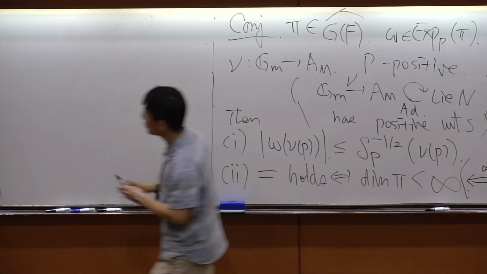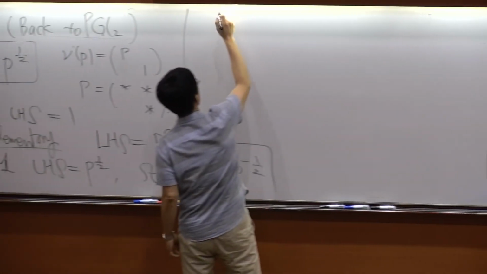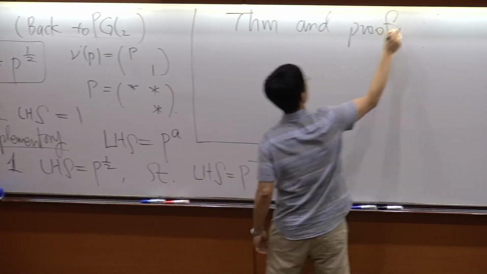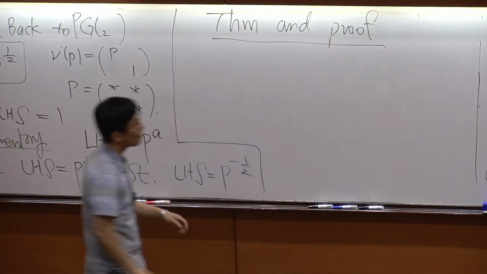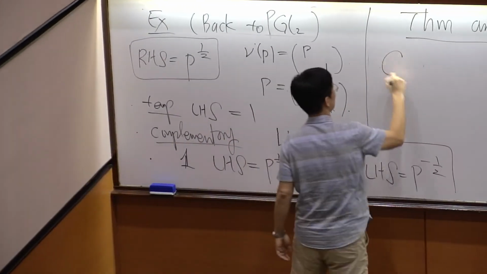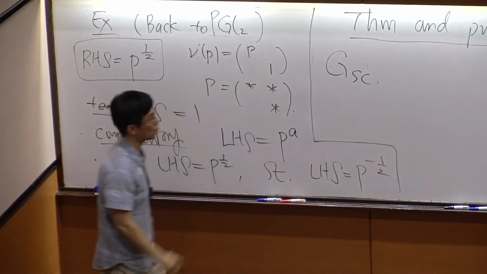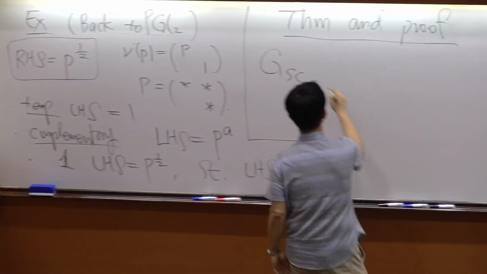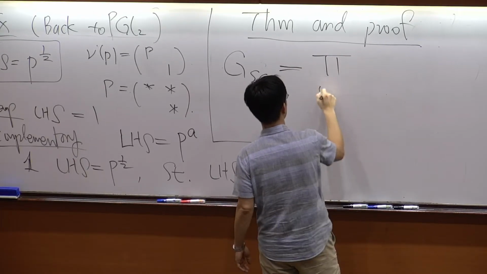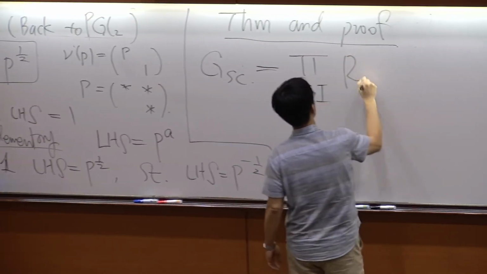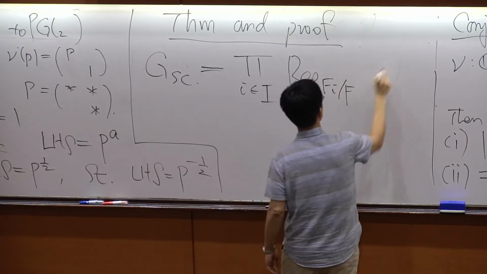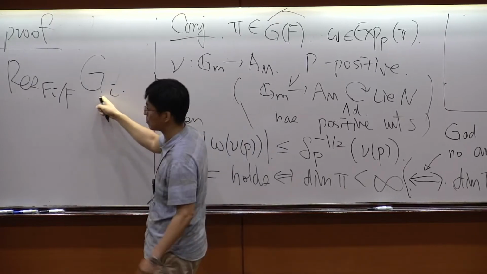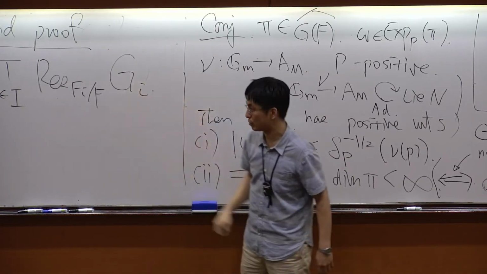Okay, so let's get to the theorem and proof. Let me first consider the simply connected cover of G. That is the simply connected cover of the derived subgroup of G, and such a thing decomposes into a finite product of restriction of scalars of some simple factors. So G_i is also simply connected, and now the Dynkin diagram will be connected.